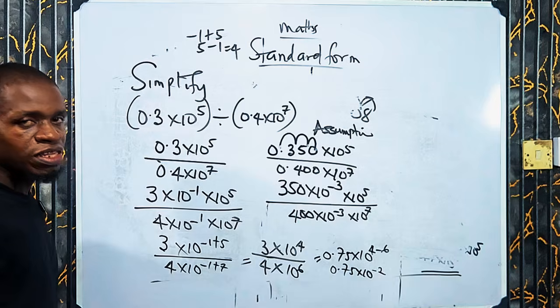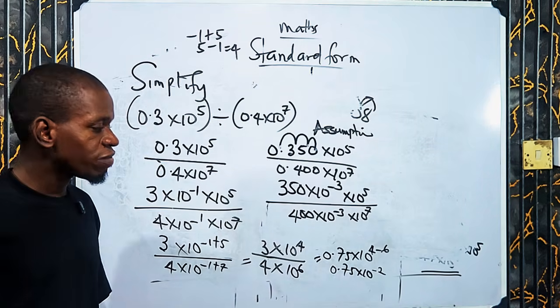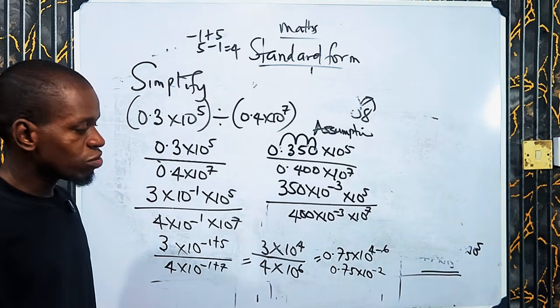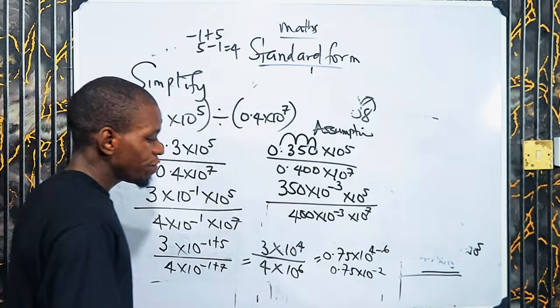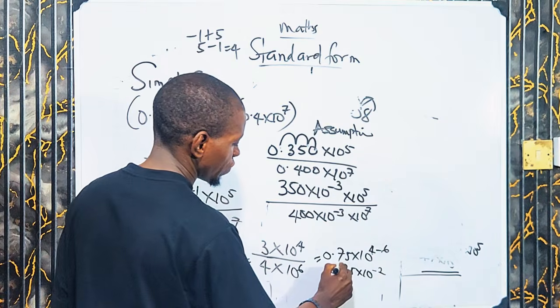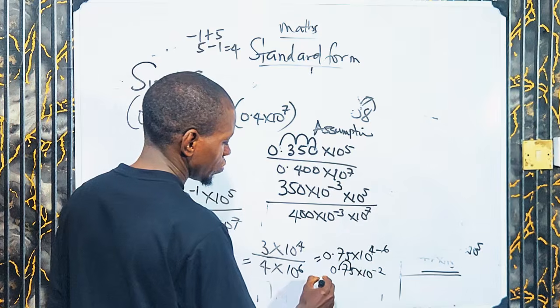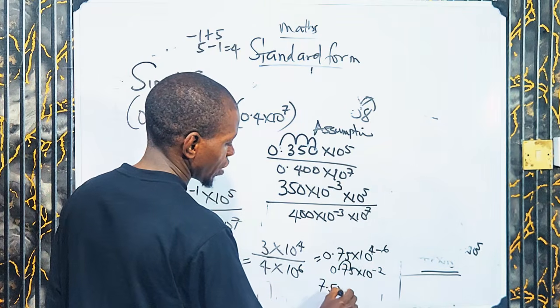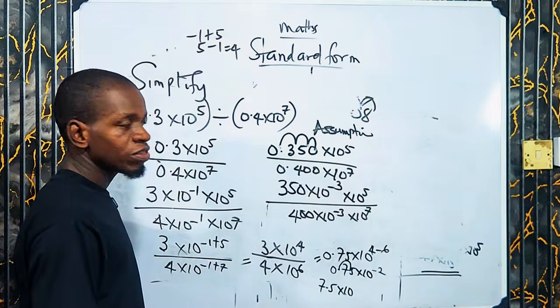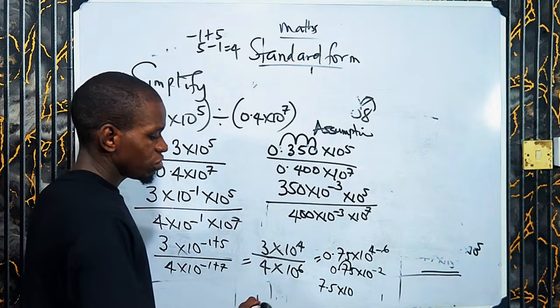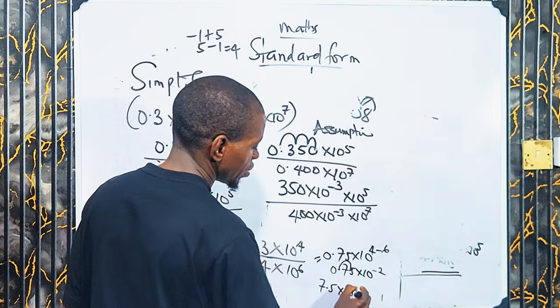And remember the rule of standard form. What is the rule of standard form that I said? That your point is not going to be after 0, rather after a number. So moving from front to back, it becomes 7.5 times 10 raised to the power what? Is it negative or positive? Negative. I will say negative 1.